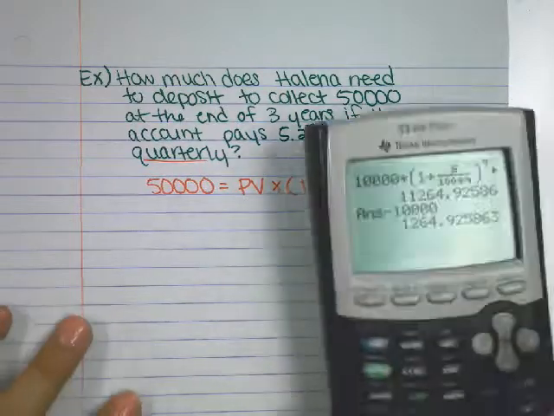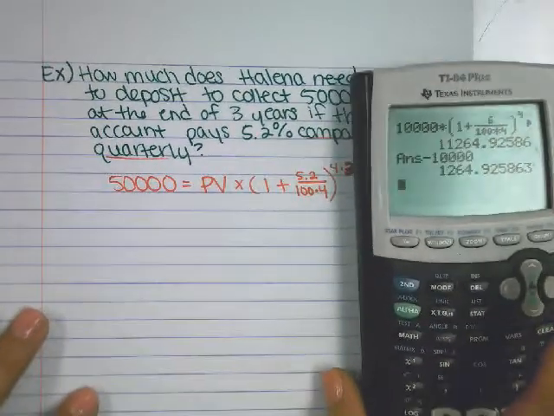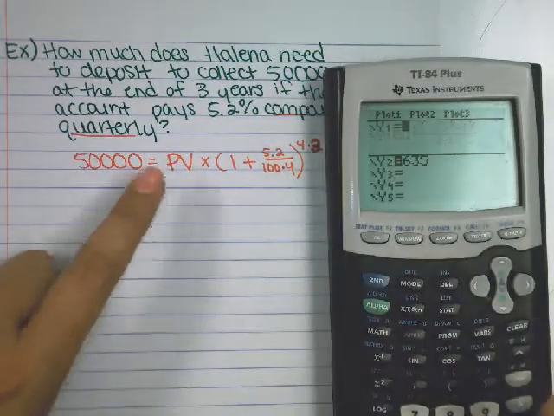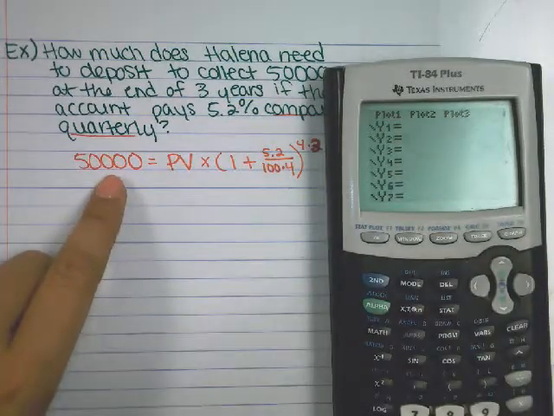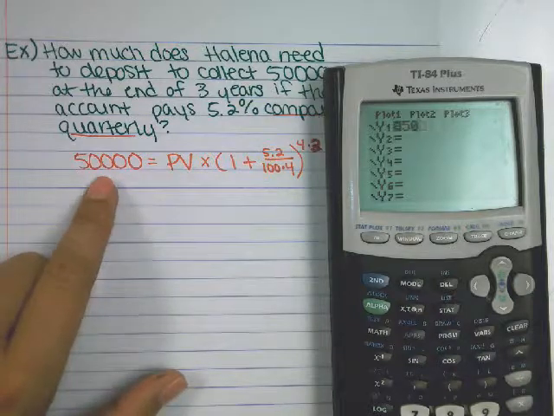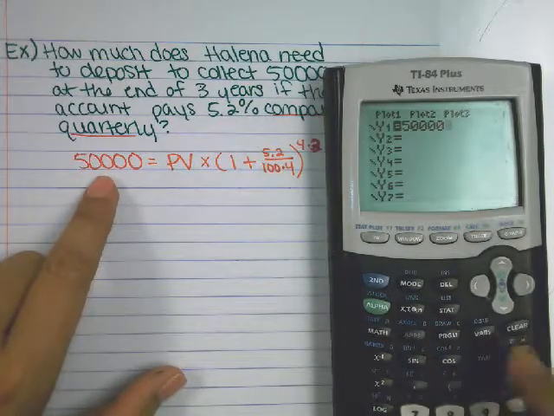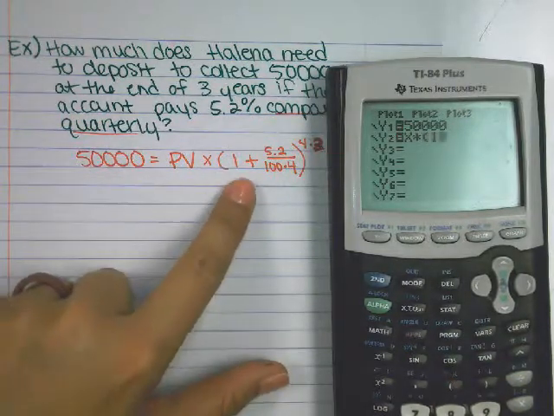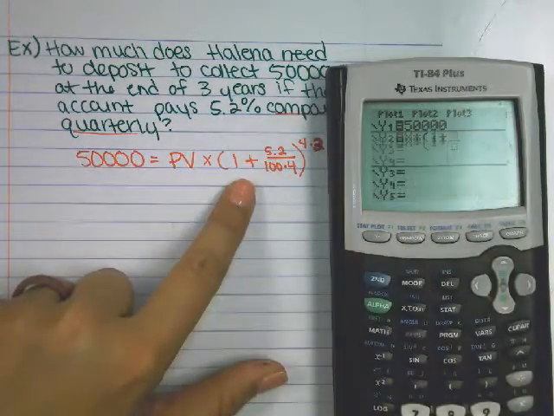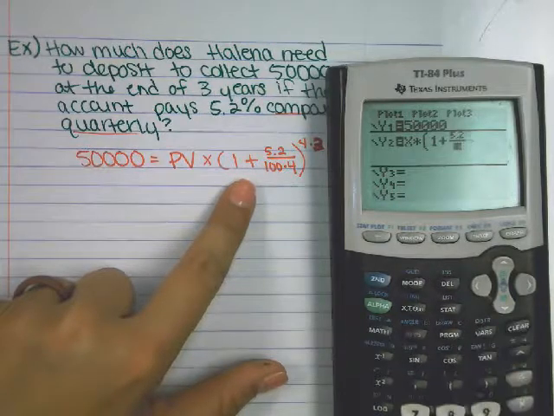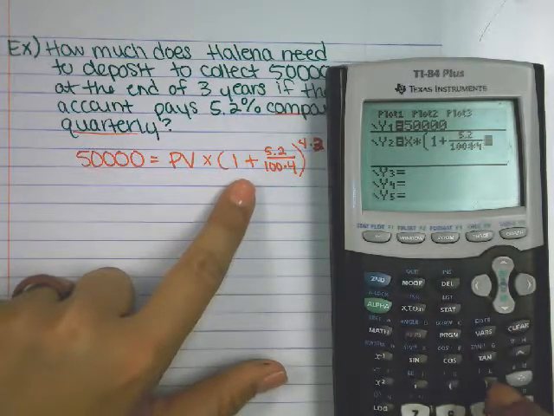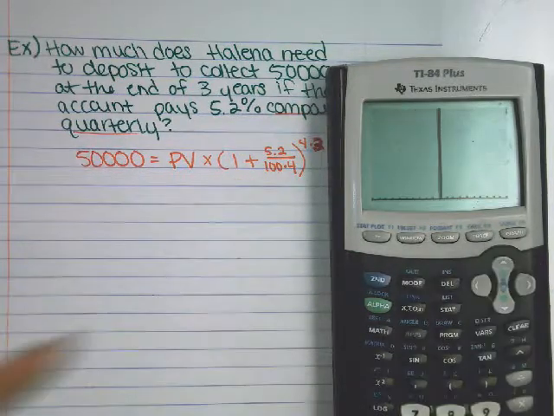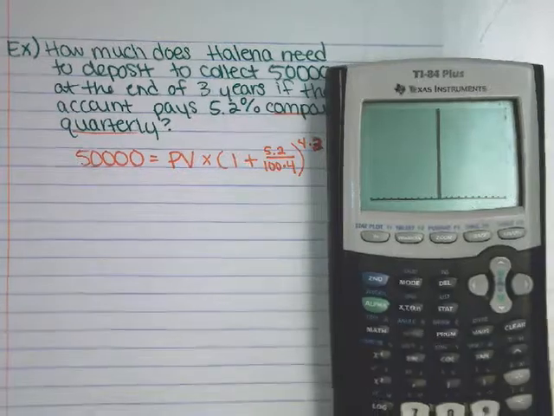I'm going to solve this 2 different ways. I'm going to solve this with the graphing calculator, and then I'm going to solve this by hand. I'm going to type the left and the right side of my equation into my graphing calculator. So 50,000 equals, PV is what I don't know, so X times (1 + 5.2/100 / 4) to the 4 times 3, typing it exactly as it is. And we can find where these two intersect.